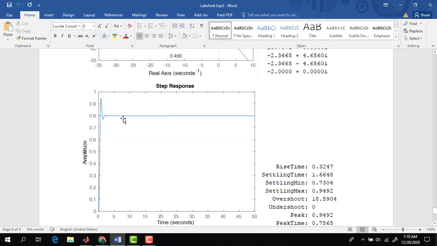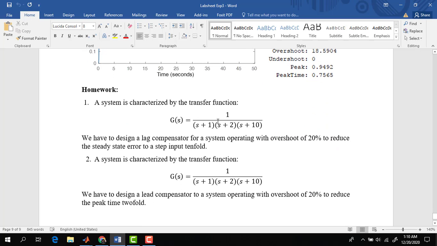We don't bother about steady state errors here, because for improving steady state errors, we need a lag compensator. That's all for a lead compensator.